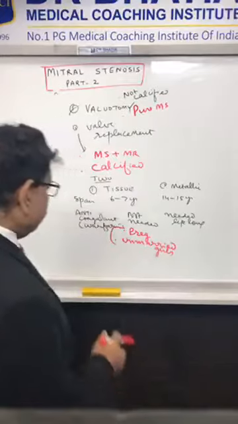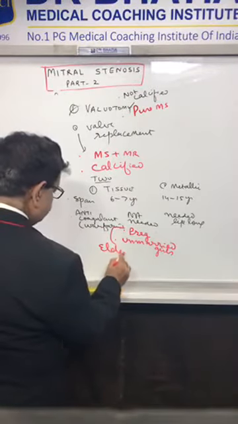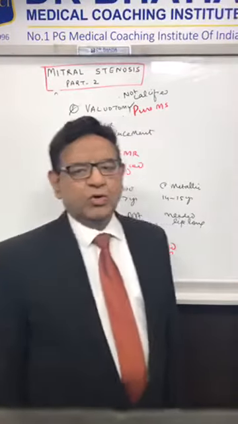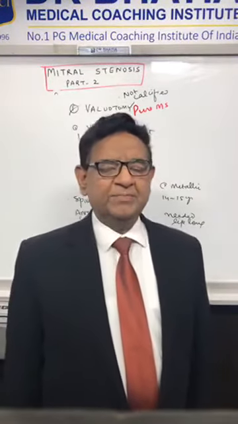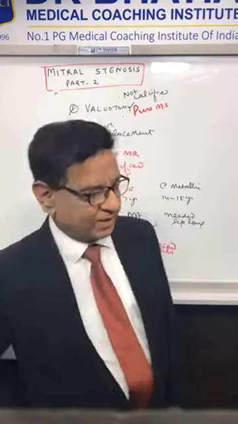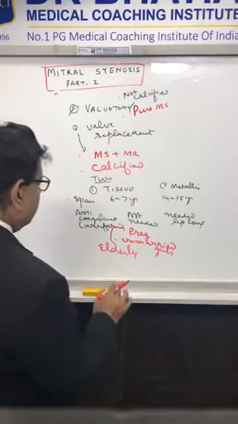Third is the elderly person. Suppose an elderly man has MS. We don't want to give oral anticoagulant to elderly people, because oral anticoagulant itself has a lot of problems in elderly people. Now, where will we use metallic valve?